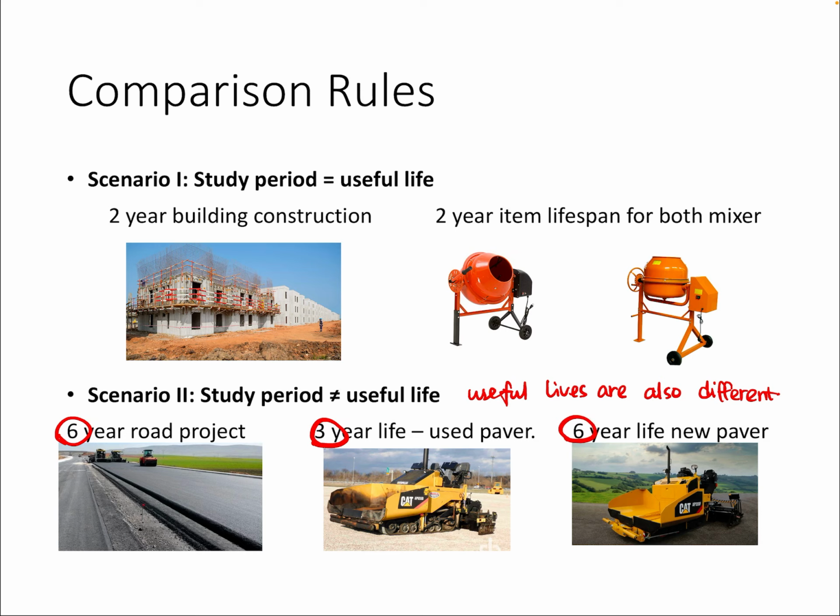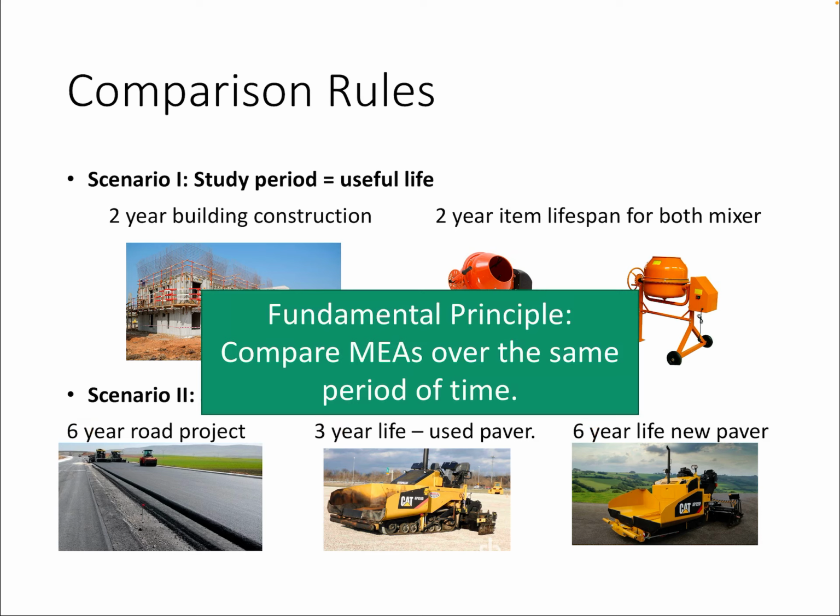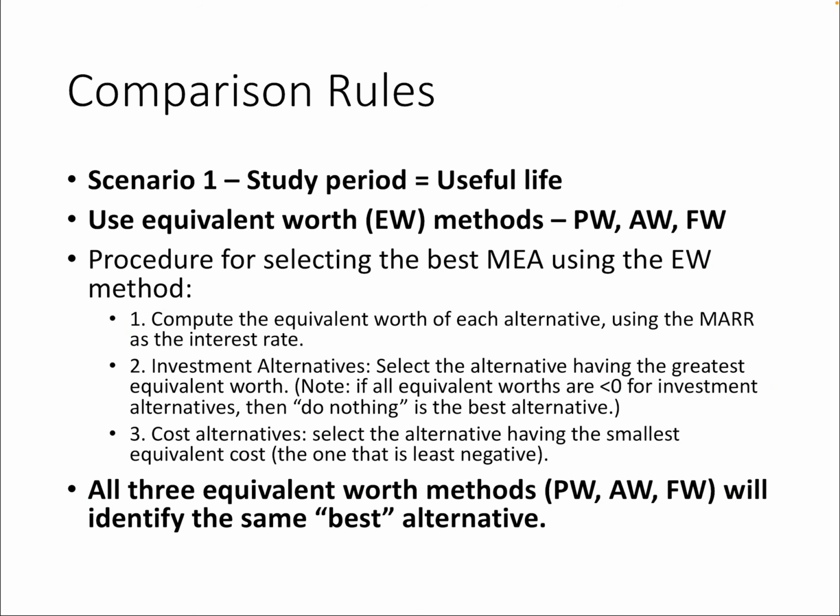So that makes the case complicated. They are different useful lives, so you cannot compare them directly. Okay, but how do you do that? Well, you need to somehow convert the timeline into the same number of years, so that you can compare the MEAs over the same period of time.